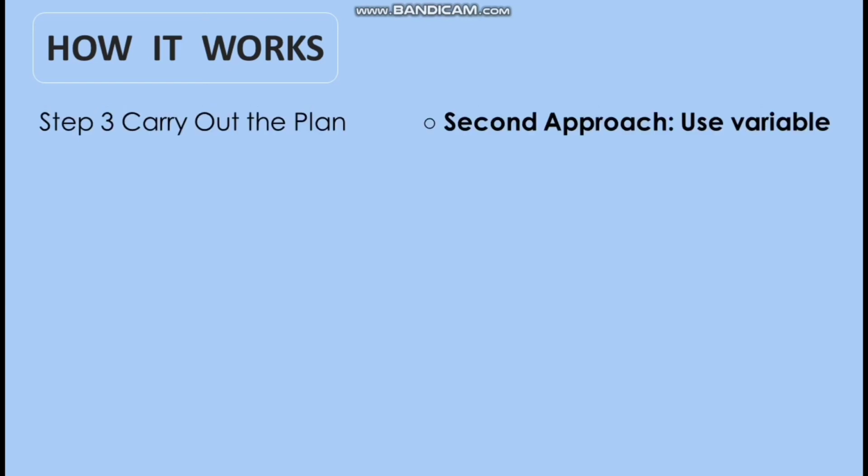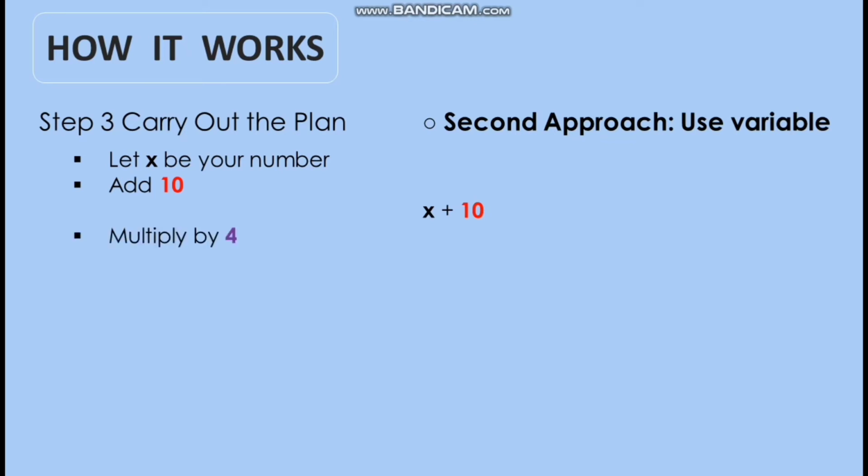So, for our second approach, let's use variable. So, I let x be your number. Then, by following the process, add 10. So, magiging siyang x plus 10. Multiply by 4, x plus 10 multiplied by 4 is equal to 4x plus 40.